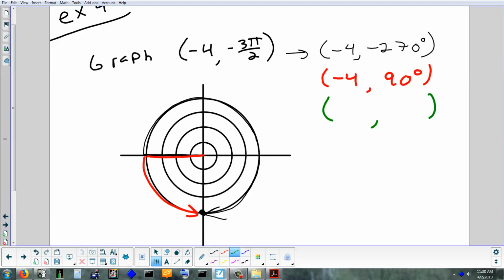What's another way I could get to that point besides -4, -90? Yeah, 4, -90. So that's right 4. It's the first one we've had that goes right, and then -90 brings me down there.